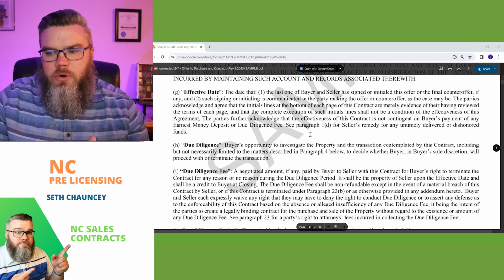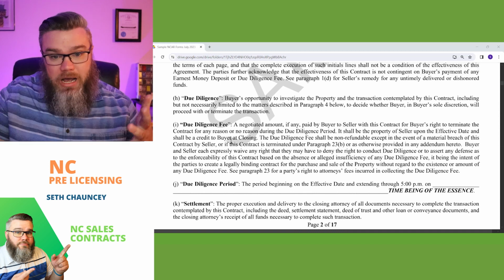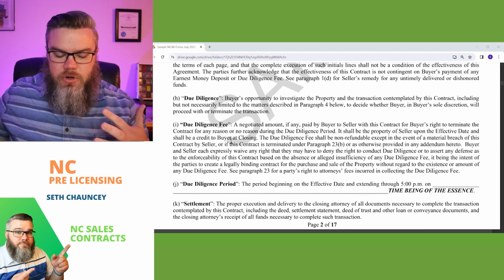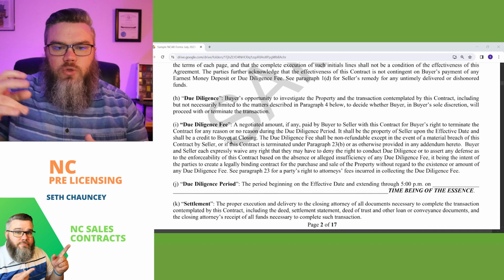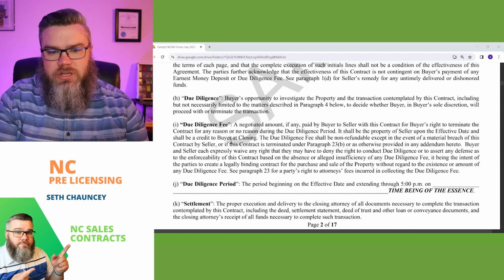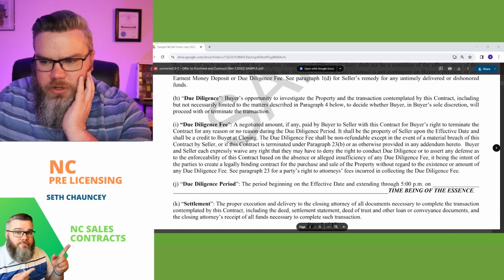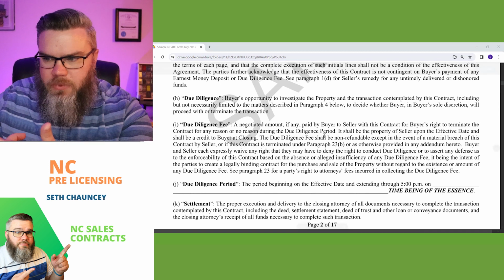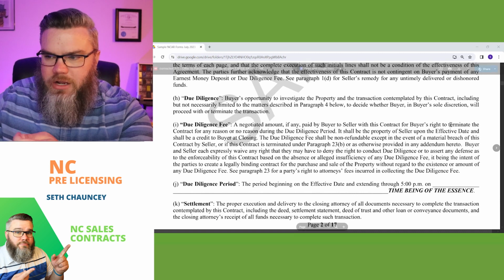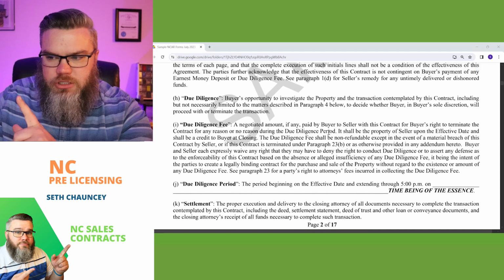So this next part goes into a little more detail in regard to the fee. And I told you, think earnest money deposit, it's a deposit held in escrow, and due diligence fee. I told you the big difference, aside from what I've already explained to you, the fee goes directly to the seller. The day that you get under contract, you cut this check, if you've negotiated it, directly to the seller. Earnest money goes into an escrow account. So here's what it says. Due diligence fee, a negotiated amount, if any, paid by the buyer to the seller with this contract for the buyer's right to terminate the contract for any reason or no reason during the due diligence period.